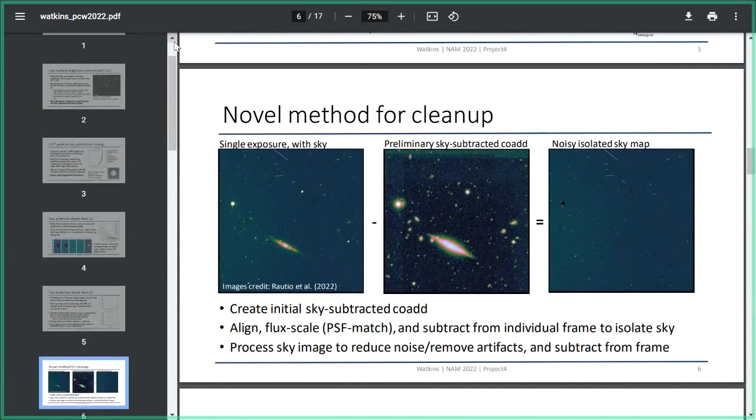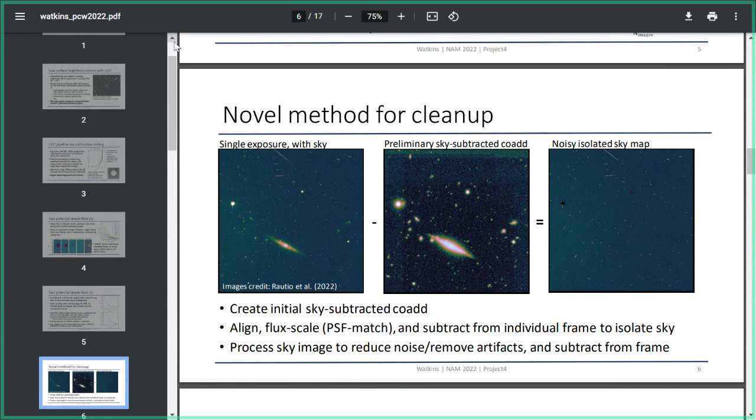The other is a very novel method, which I believe Yusra and Robert came up with back in the SDSS days, if that's right. And the idea here, as I understand it, is that the problem with modeling the sky, of course, is you have all this LSB flux in the way, getting in the way of your model. So if there's a way to remove that, then you're much better off. And the idea here is to first produce a preliminary sky subtracted coadd using whatever favorite sky subtraction method there is. Then you take that coadd, you align it with an individual exposure, you scale it in flux, maybe you PSF match, and you subtract it off.